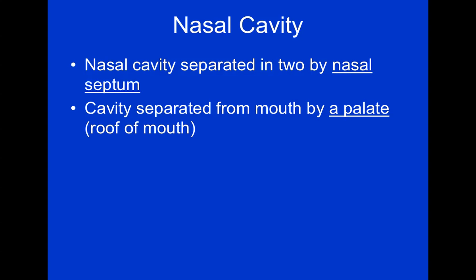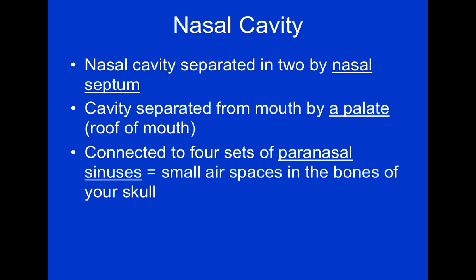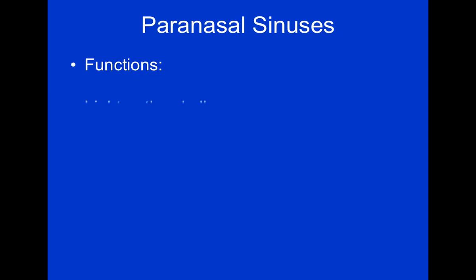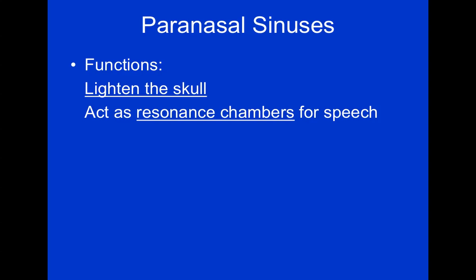Now, coming off of the nasal cavity are four sets of paranasal sinuses, and these are small air spaces in the bones of your skull. So let's take a look at those paranasal sinuses. They have three main functions. They help lighten the skull, because if our skull was solid bone, we actually would not be able to hold up our head. They act as resonance chambers for speech.